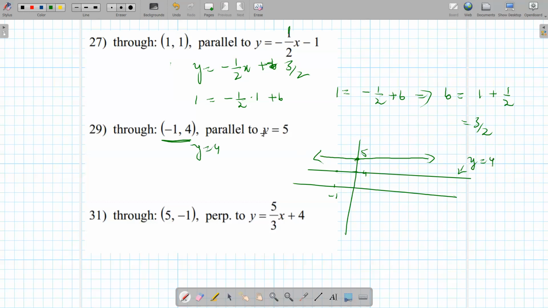This has a slope of 0. This also must have a slope of 0 because it's parallel. 31 goes through that point and is perpendicular to that line.